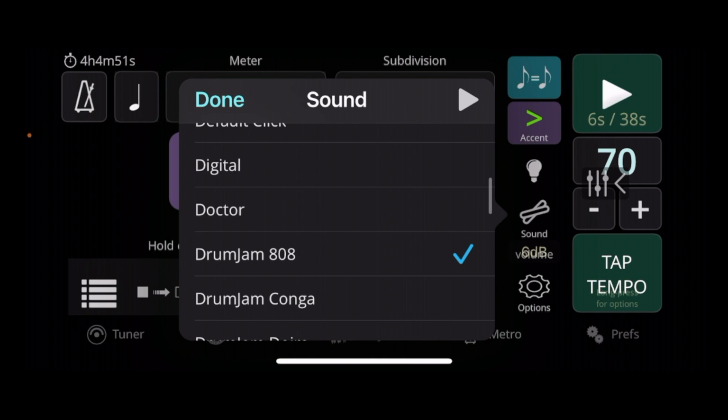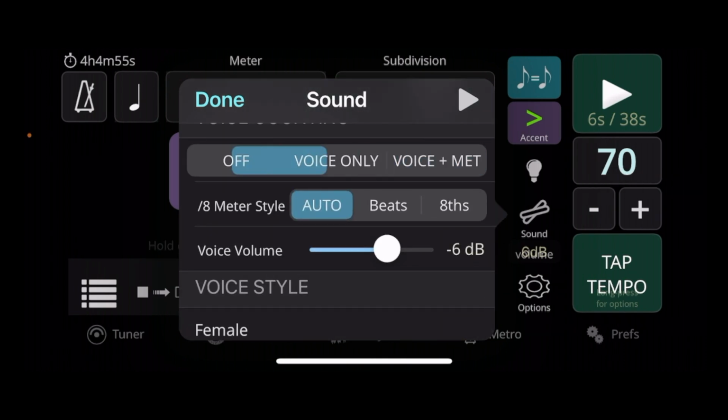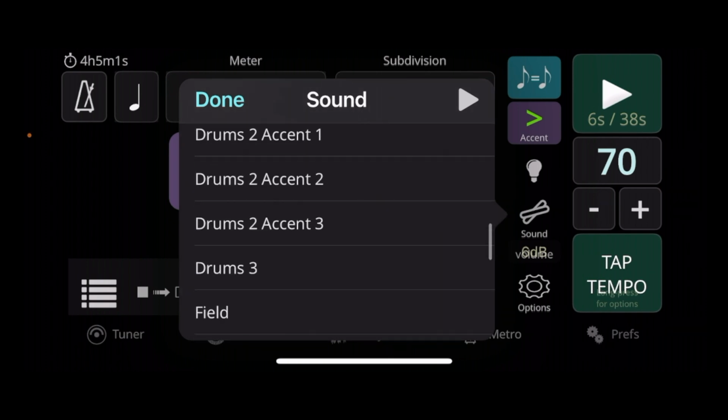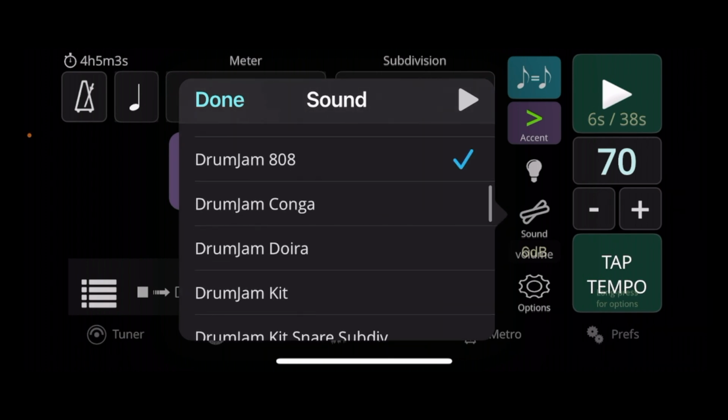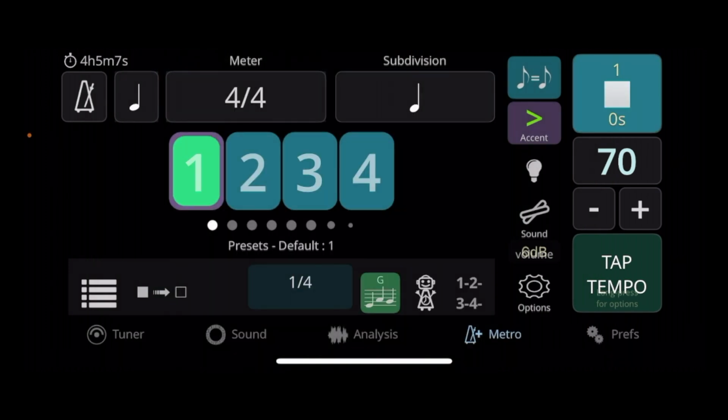I'm going to actually remove the voice for our exercise, so I'm going to take the voice off, but you can see here you've got the voice only, voice plus metronome, and voice off. And I'm just going to stick with this sound right here, which is the Drum Jam 808. Let's see what that sounds like. So that's what we're going to use for this exercise right now.